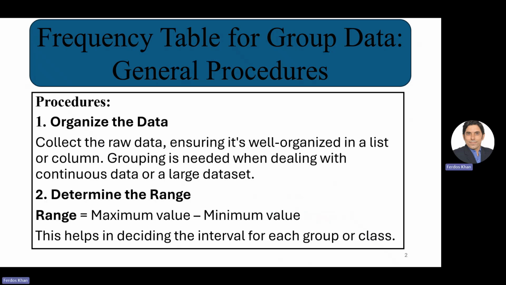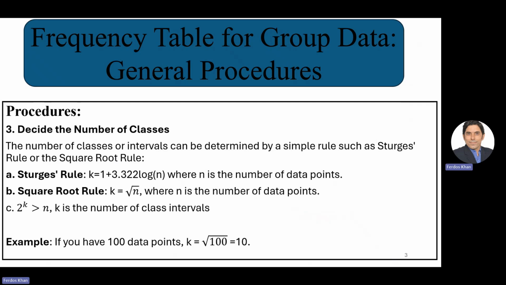The second step is to determine the range. The range is the maximum value minus the minimum value. So you need to identify the maximum value and the minimum value in the data, then you can calculate the range. The third step is to decide the number of classes. This is a crucial step.